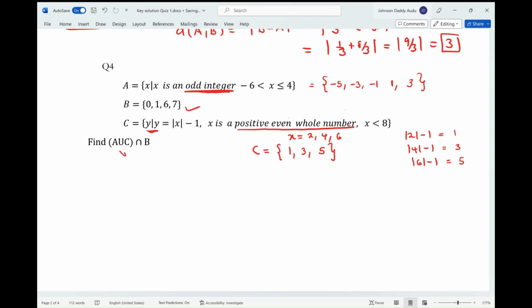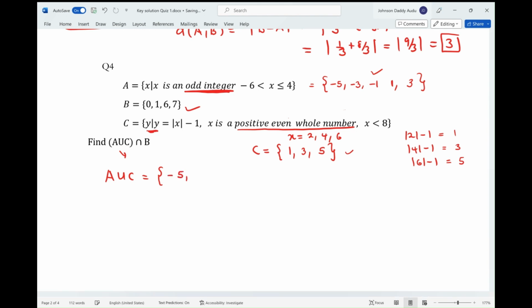Then we need A union C. So what is A union C? A union C will be every element that is in A or in C. So it means we're just going to combine all the elements in both A and C.